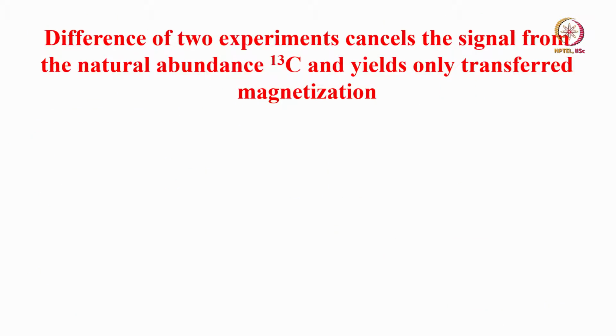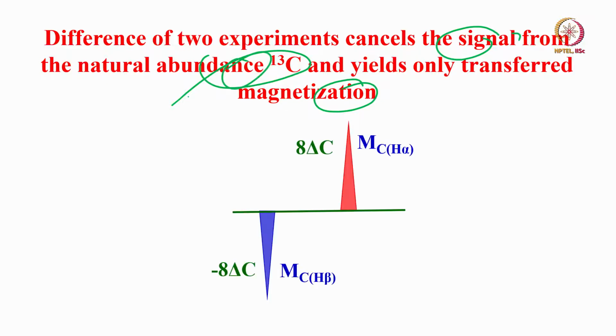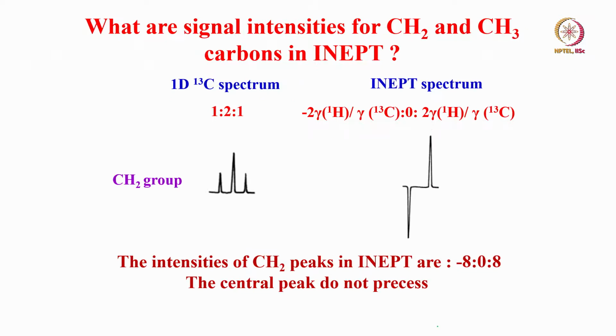So the difference of the 2 experiments cancels the signal from the natural abundance carbon and yields only the signal that is transferred from the proton. The magnetization transferred from the proton to carbon, only that signal is detected, and the natural abundance carbon signal is completely eliminated. And this is finally what we are going to get, and minus 8 and plus 8 is the signal intensity gain we are going to get.